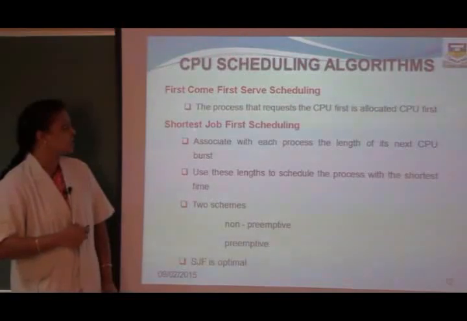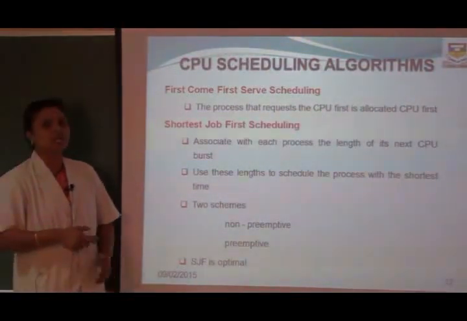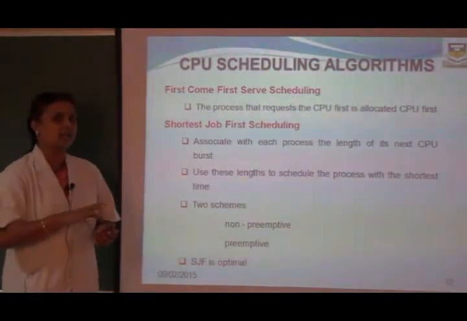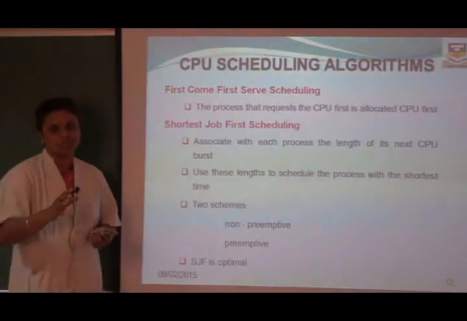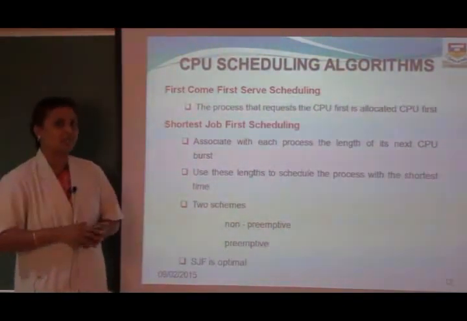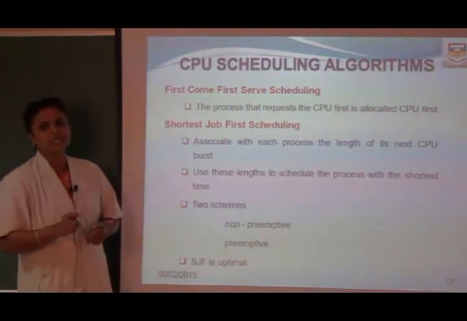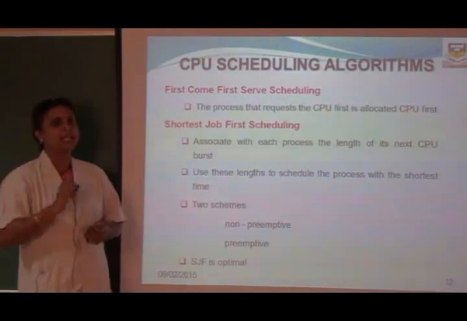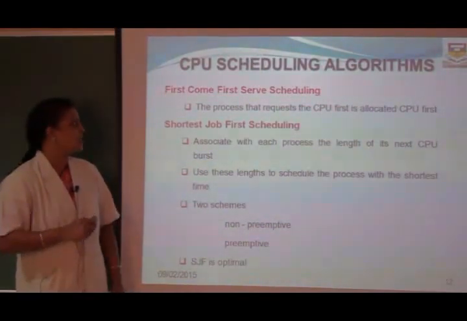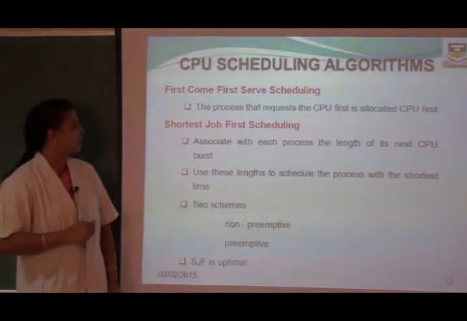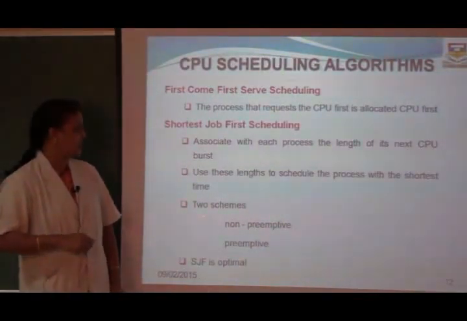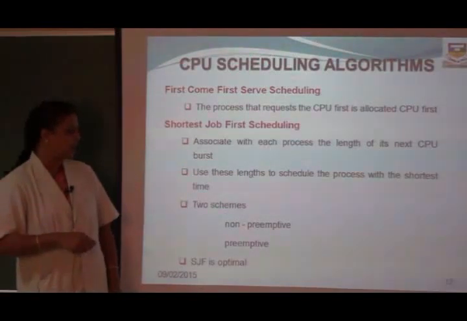The next method is shortest job first scheduling. In general, all the processes can be associated with their burst time, or otherwise CPU running time. In that case, the process with the minimum burst time is selected first, and that will be allocated to the CPU for execution. This shortest job first scheduling supports both preemptive and non-preemptive modes.